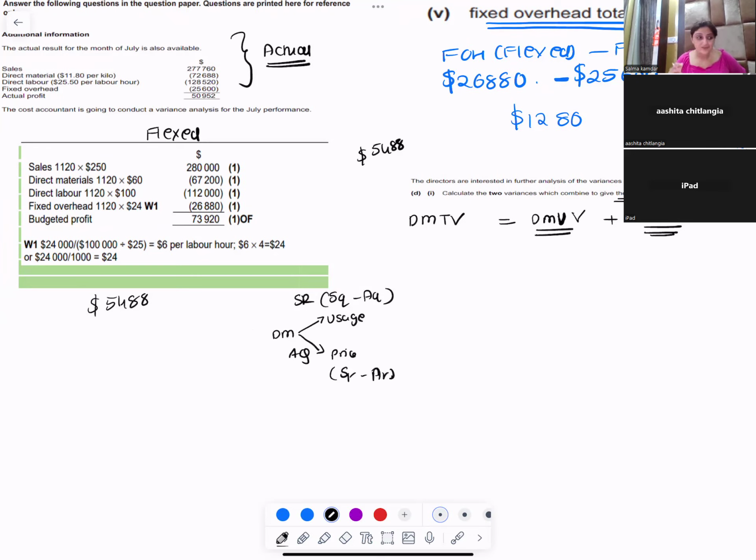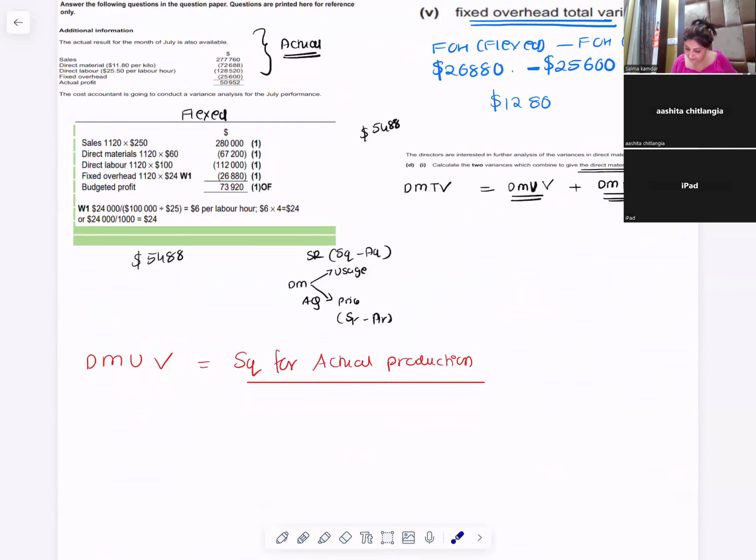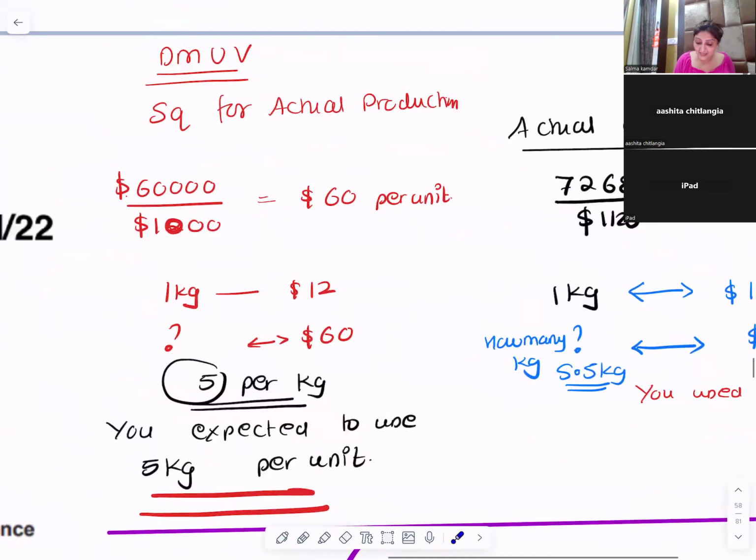I will give you some time and I want you to try and figure out how you will calculate the usage variance and the price variance, and then we will work together. If you're watching the video, you can pause the video, work it out, and then start. Basically, they want us to find the reasons for the direct material total variance: either you have used more or less, or you have paid more or less per kilogram. So you have to calculate the direct material usage variance.